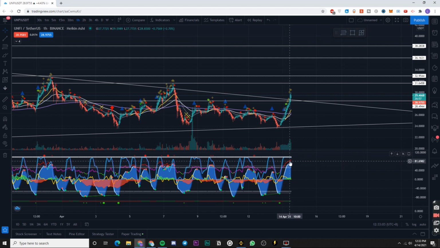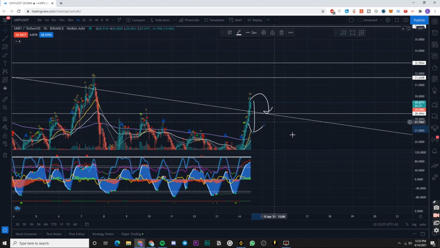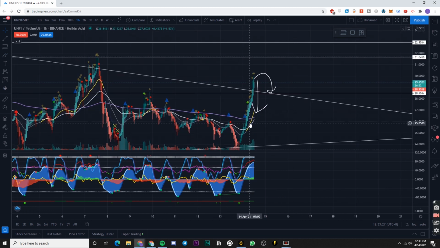The RSI is overbought, which means that there is a high likelihood that we are going to come down for a bit, probably. So it's either going to come down to retest this trend line, or it's going to come all the way down here to retest the EMAs, right? The yellow line right there, that is the 21 EMA. The purple is 200, and the white line here is the 50 EMA.